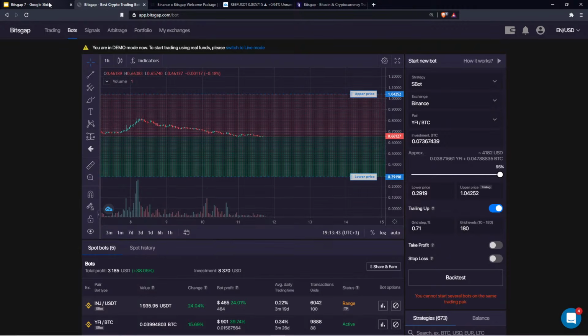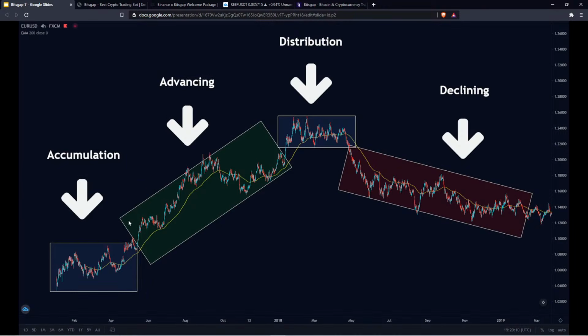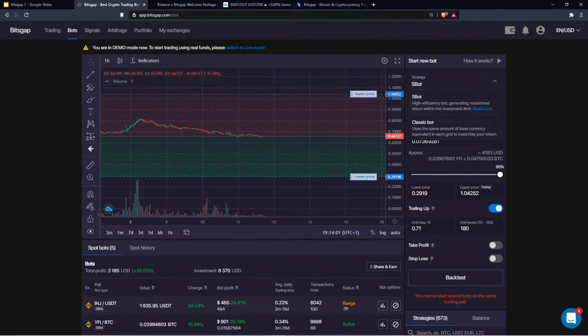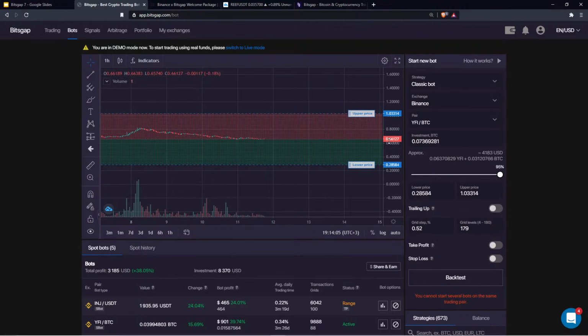Whereas when you anticipate the market to enter the advancing phase, or you recognize that we are already in the advancing market phase, then stick with the classic bot configuration, because on the rising market it brings more returns, okay?